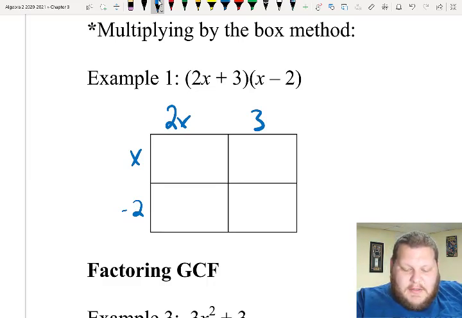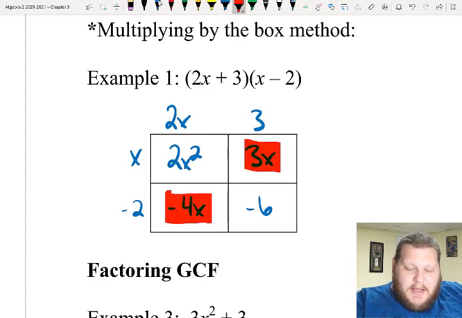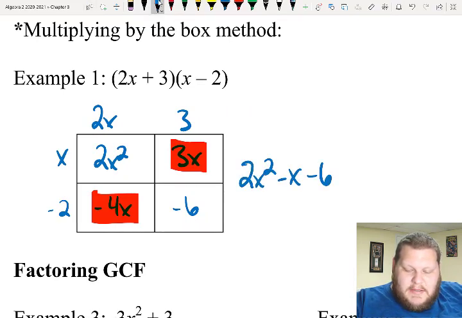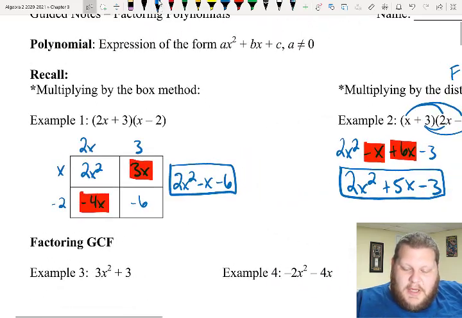So this top left box, 2x times x is a 2x squared. 3 times x would be 3x. 2x times negative 2 is a negative 4x. And then 3 times negative 2 is a negative 6. I still have to collect up my like terms. So here, my 3x and my negative 4x are my only two like terms. So in total, I end up with 2x squared minus x minus 6 for this particular product. So that is our multiplication methods.